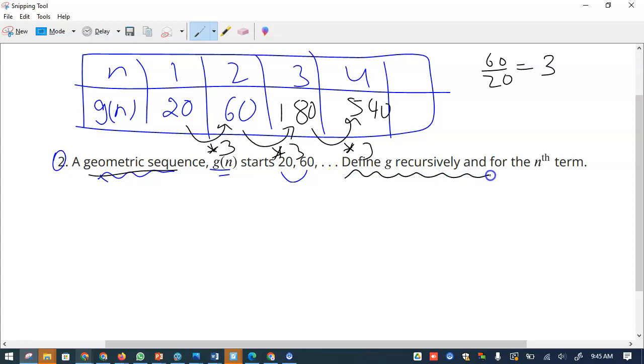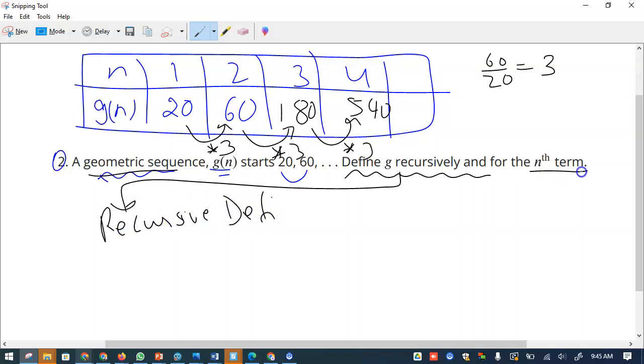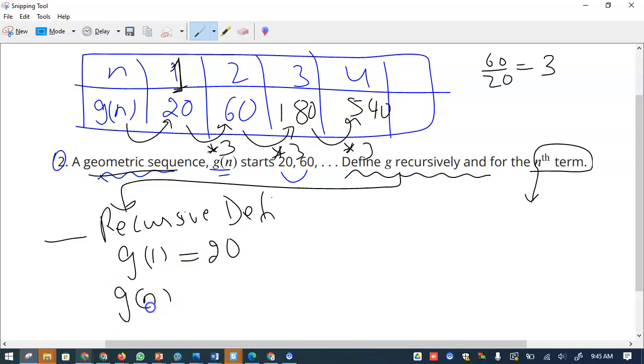So you're supposed to write the two parts. One is the recursive definition, and the second one is the nth term. To find the recursive definition, because it starts with 1, remember this means g of 1. So the number in the first step is 20, and after that the number at any position is, suppose I want to know the second position, the number is 60, but how did you get it? It is from the previous one, 20, right? So previous one means, let's say g of 2 is the previous one, 20, and you multiply by 3.